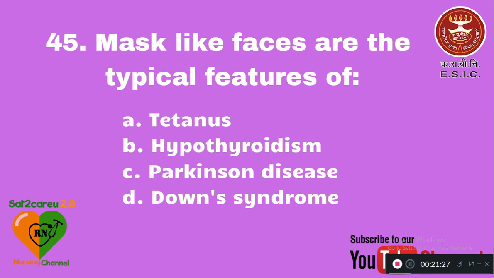Question number 45. Mask-like faces are the typical features of option A. Tetanus. B. Hypothyroidism. C. Parkinson's disease. And D is Down syndrome. The right answer is mask-like faces are typical feature of Parkinson's disease.